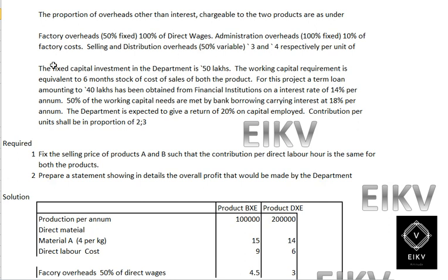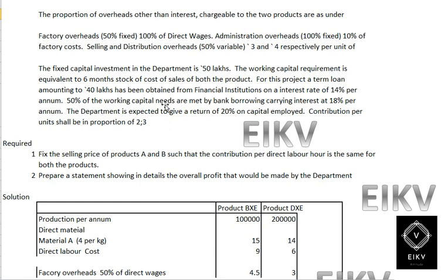The fixed capital investment in the department is 50 lakhs. The working capital requirement is equivalent to 6 months stock of cost of sales of both the products. For this project, a term loan amounting to 40 lakhs has been obtained from the financial institution at an interest rate of 14% per annum.